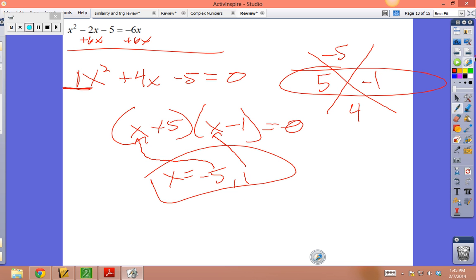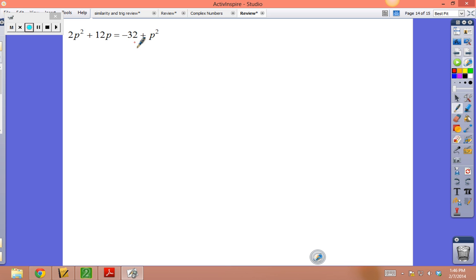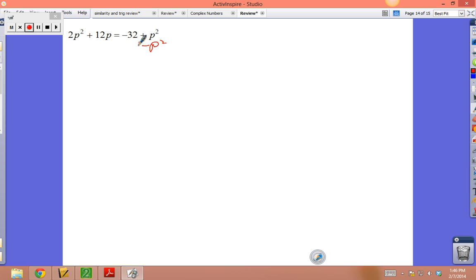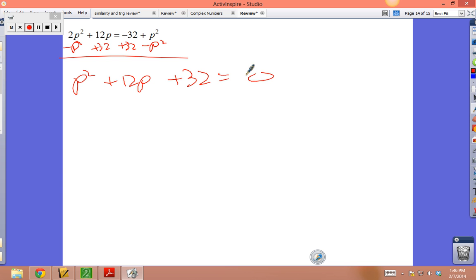This next one I think is going to be the same way. If you minus p squared or add 32 minus p squared, okay, there's nothing to add 32 to on the left side. So I'm going to have p squared plus a 12p plus the 32's. So Tristan, because this starts with the 1, I'm going to try and factor it. Does there exist two integers that will multiply and give you 32 but will add and give you 12?